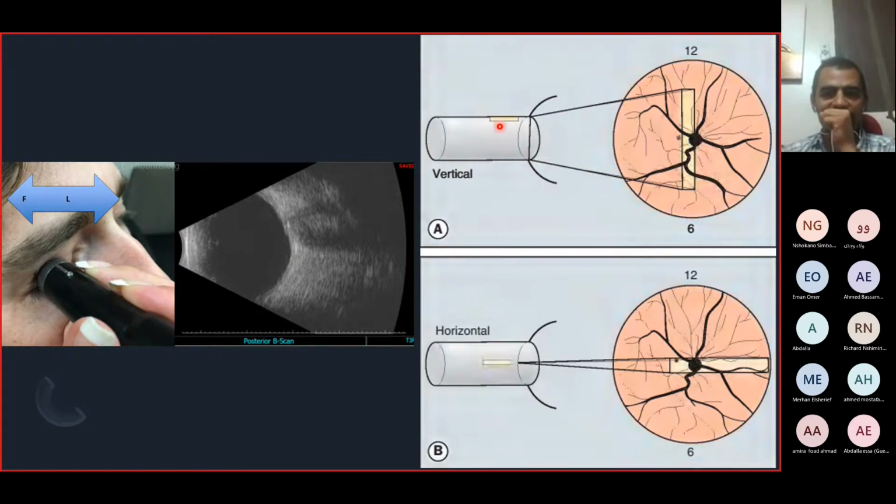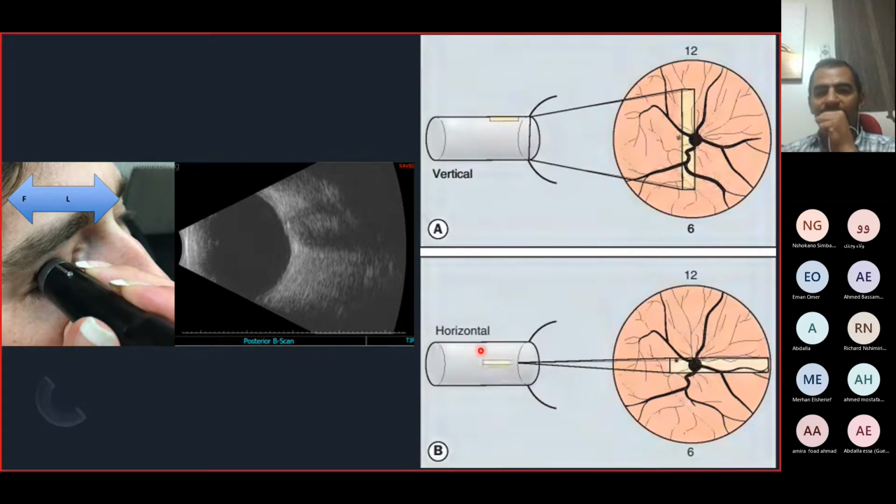So when the probe is directed like that with the mark superiorly, I move it to the nasal and the temporal sides, and I measure the vertical height of the mass. The superior part of the mass will be here, and the inferior part of the mass will be there.